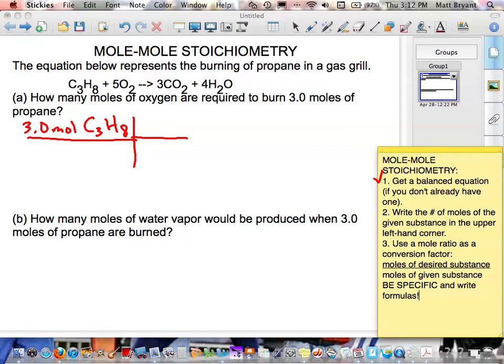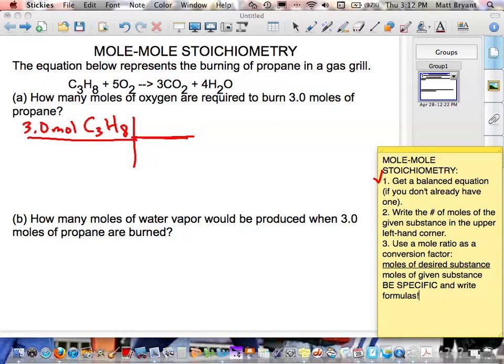So, the next step is to use the mole ratio as a conversion factor. Now, in this case, it gets a little tricky because up to this point, we've either been canceling out moles or we've been canceling out something else, like grams or liters or something like that. In this case, we are going to cancel out moles. But we are not just going to cancel out any old moles. We're going to cancel out the moles of the substance we're given. And to do that, just like in any other problem we've done, we need to put that on the bottom.